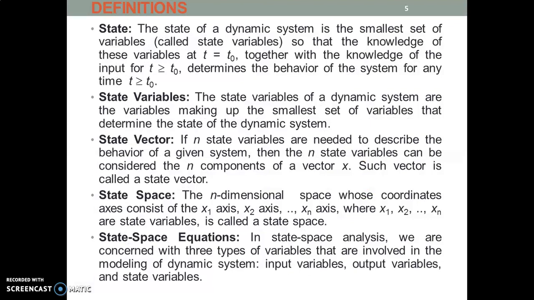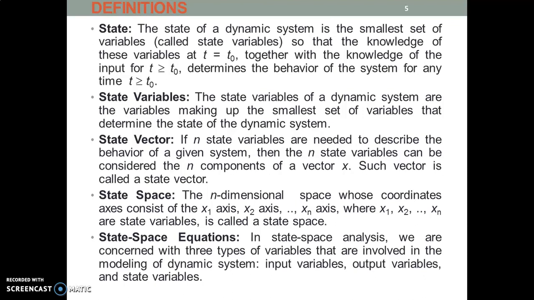Okay. Next, we will take some definitions and some terms we are using in state space analysis. First one, state. What do you mean by state? Generally, the state of a dynamic system is the smallest set of variables, called state variables, such that the knowledge of these variables at t equal to t0, together with the knowledge of input for t greater than or equal to t0, determines the behavior of the system for any time t greater than or equal to t0.